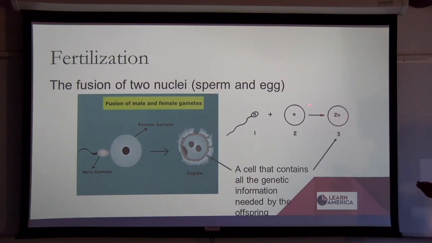So the purpose of this is to restore the normal number of chromosomes. And so the cell that it's restored in is referred to as the zygote. So the cell that contains all the genetic information needed for the offspring. So once again, dad's information, mom's information, combined in fertilization to create the zygote. The purpose, again, is to restore that chromosome number.